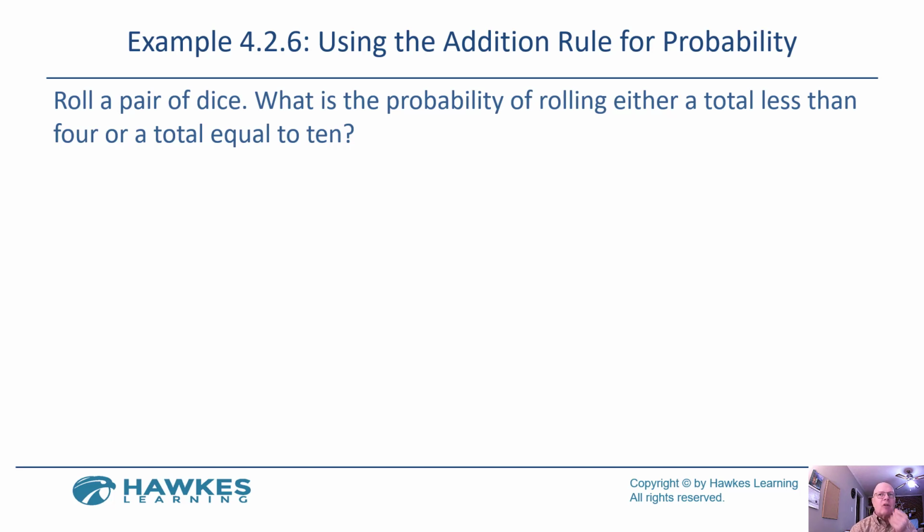Next, we're going to roll a pair of dice. What's the probability of getting a total that's less than 4, or a total equal to 10? Okay, let's take a look. The probability of a total less than 4, well, how can we do that?